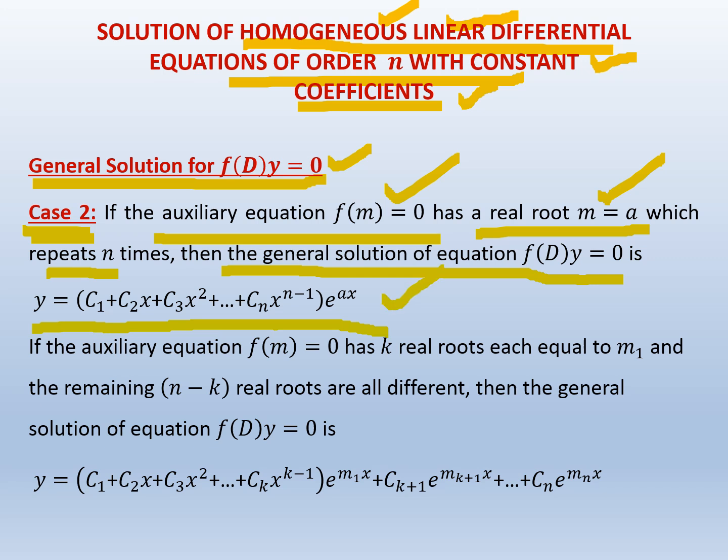Now, second observation, if the auxiliary equation f(m) = 0 has k real roots each equal to m1 and the remaining n minus k real roots all are distinct. It means up to k real roots all are equal to m1 and the remaining n minus k real roots, which are m(k+1), m(k+2), ..., mn, all are distinct.